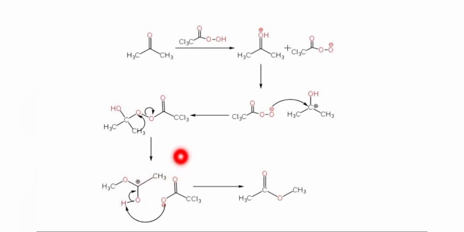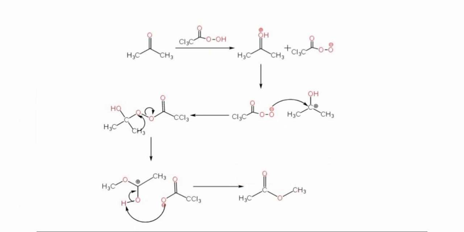So what will happen in the next step? O minus will take a proton from OH. This OH acts as a source of proton in the next step. O minus takes the proton from OH, and that electron shift forms a pi bond here, and we get an ester as our final product. So when a ketone is treated with a peracid, here trichloroperacetic acid, we get an ester as our final product.